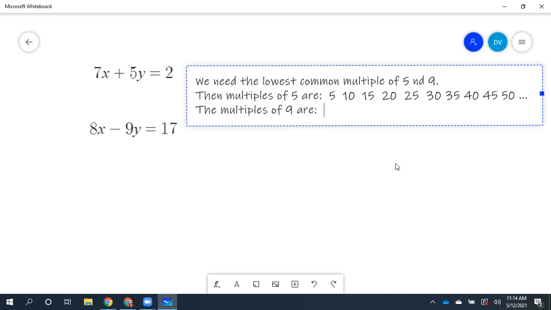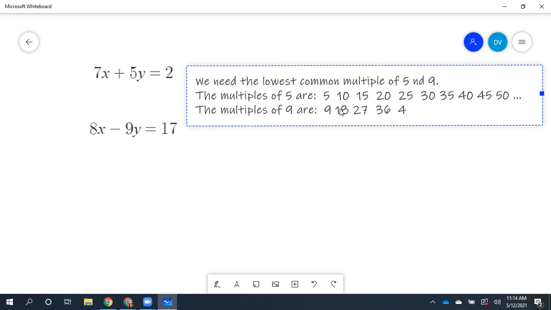Okay. Well, we're going to start with 9. 9 times 2 is 18, so that would be next. 18. 9 times 3 is 27. 36, right? 9 times 5 is 45. 9 times 6 is 54. 9 times 7 is 63. I'm going to stop there because I have a question.